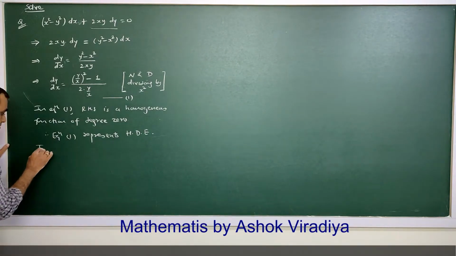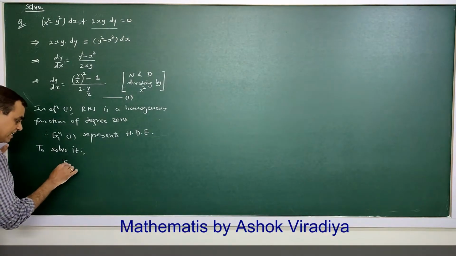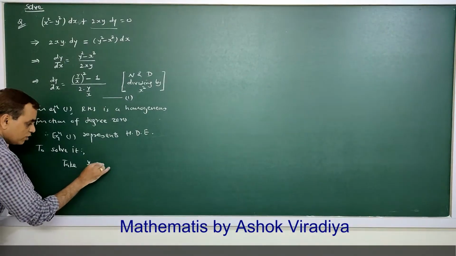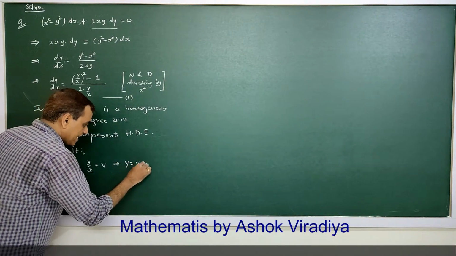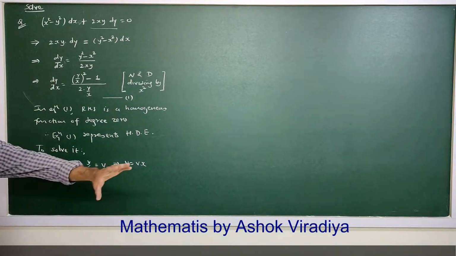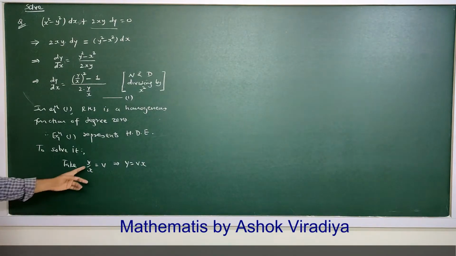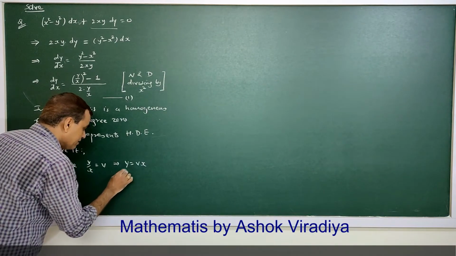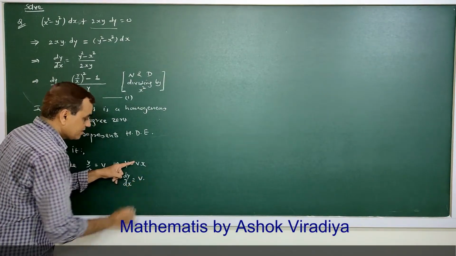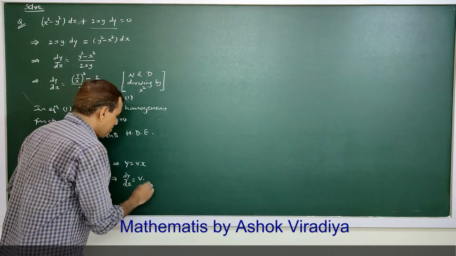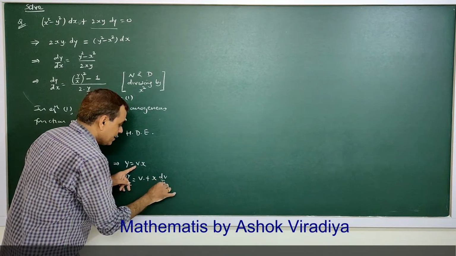To solve it, as we did in the last question, take y by x equal to v. When y by x is v, y is vx. It's a common procedure in every such kind of question. Take y by x is v, y is vx. Now differentiating this with respect to x, dy by dx is v as it is, derivative of x is 1, plus x as it is, derivative of v is dv by dx.